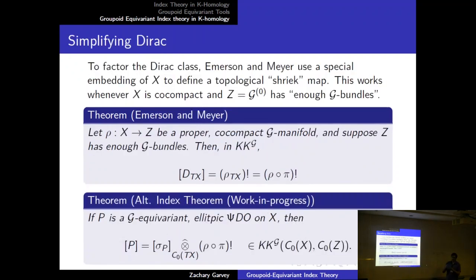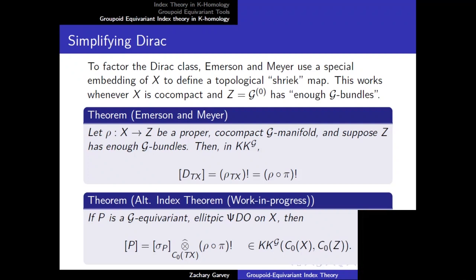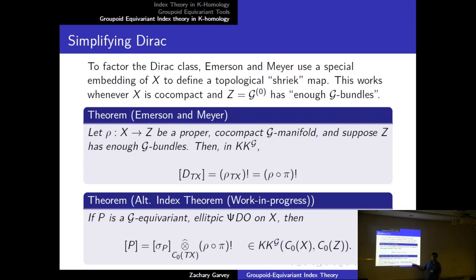Emerson and Meyer have, I've been looking through a lot of their papers, about six papers or so that are all highly related to one another. In one of their papers about embeddings, they proved a theorem where you can view this Dirac class as a very topologically defined Shriek map. So you can think of this as a topological realization of something fairly analytic. If we rely on their work here, you could reduce this to a full index theorem rather than a reduction to Dirac kind of index theorem.